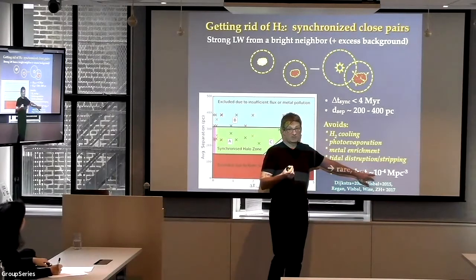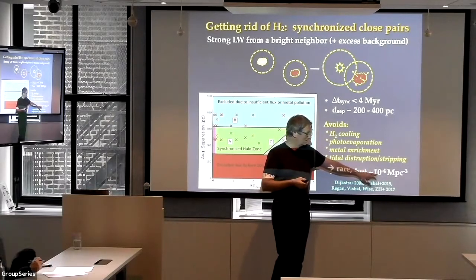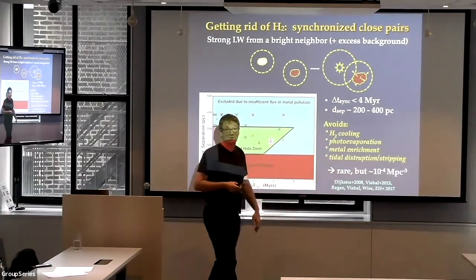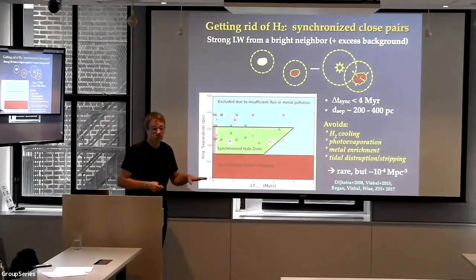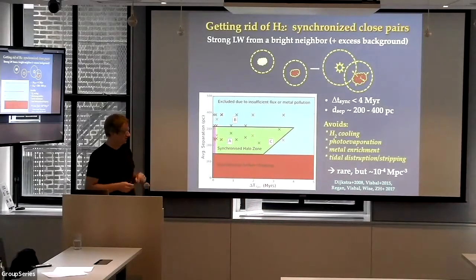So it's a small fraction, but it's much larger, for example, than the abundance of Sloan quasars that I talked about. It's 4 orders of magnitude larger. So that's good to keep in mind.